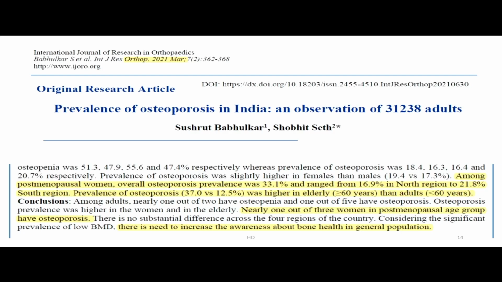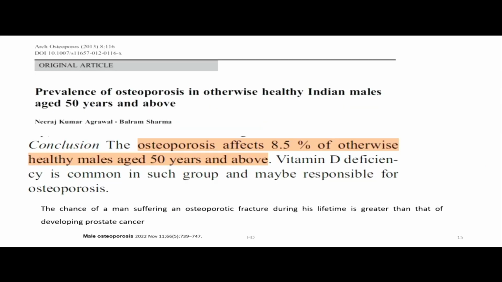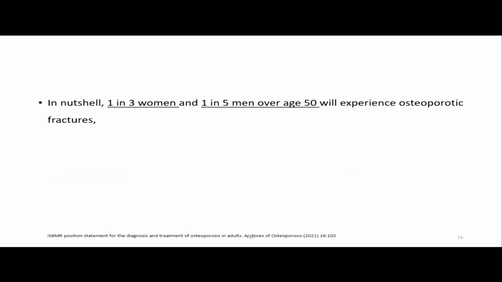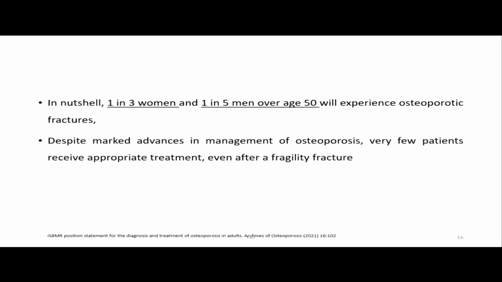Nearly 1 out of 3 postmenopausal women have osteoporosis. Now coming on to males, it's an understudied population. Males are usually understudied as far as osteoporosis is concerned. But this 2013 study has shown that around 9% of otherwise healthy males aged more than 50 years suffer from osteoporosis. In a nutshell, 1 in 3 women and 1 in 5 men over age 50 will experience osteoporotic fractures.